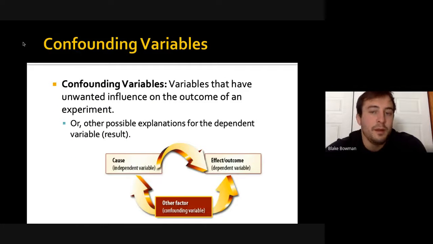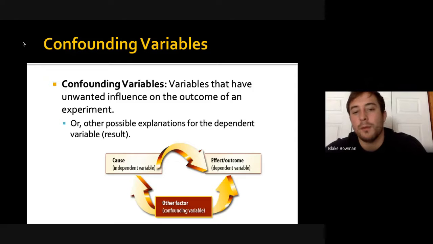All right, so a confounding variable is something that could skew your data. This is a variable that is unwanted, that might have an influence on your results or your data that maybe you're not looking for. When you're performing an experiment with your independent variable and getting your results through your dependent variable, a confounding variable might give a different response, something that is unwanted, something that you're not looking for.